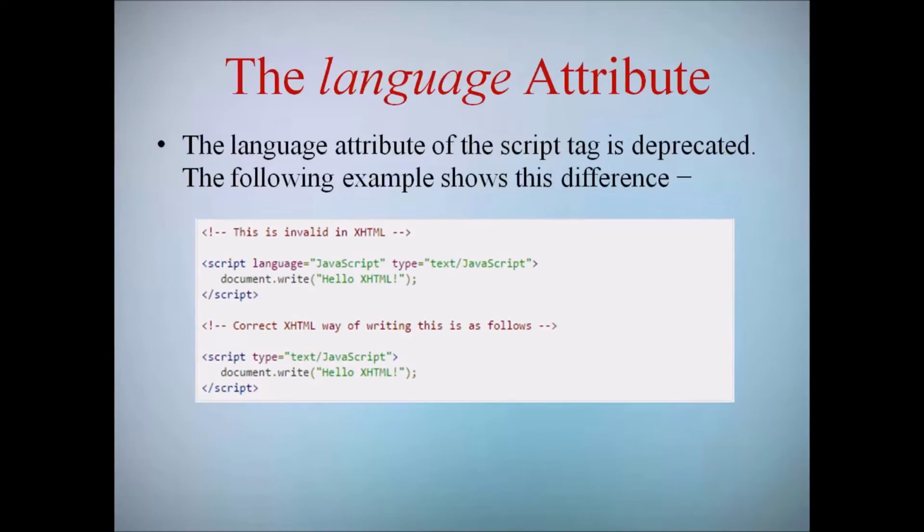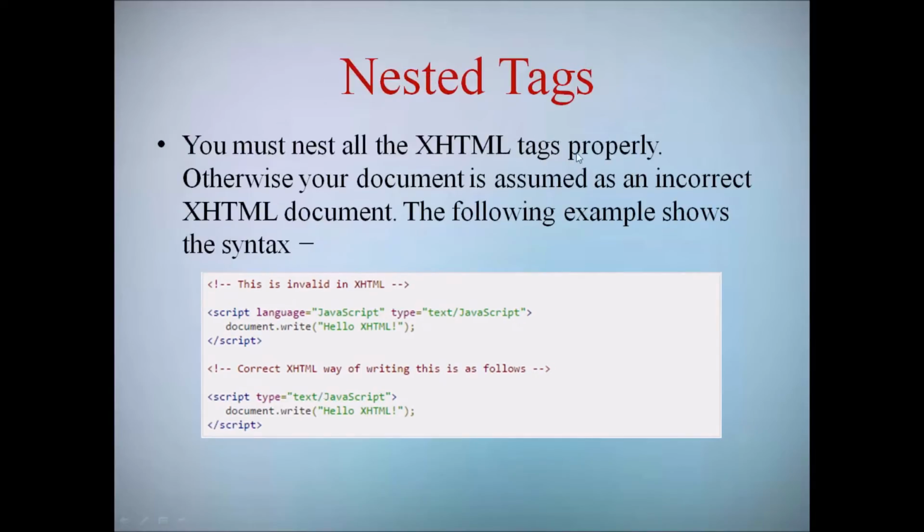The language attribute. The language attribute of the script tag is deprecated. Here is the example. This is invalid in XHTML. This one is the correct way of writing. The nested tags: you must nest all the XHTML tags properly, otherwise your document is assumed to be an incorrect HTML document. The following example shows the syntax.